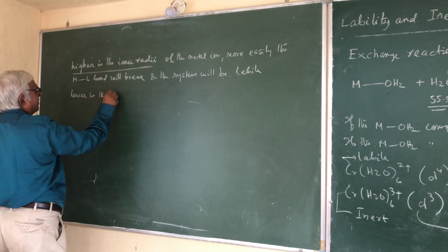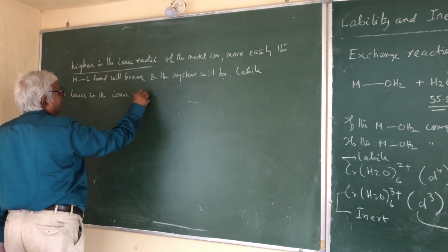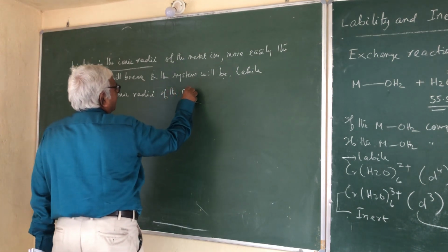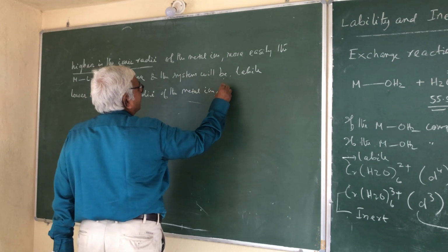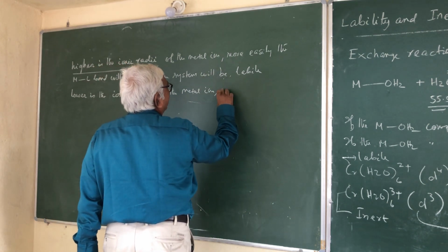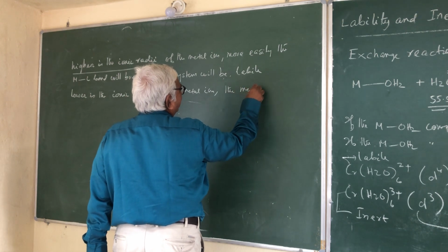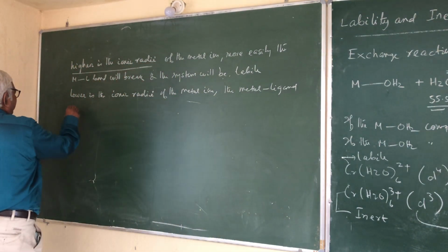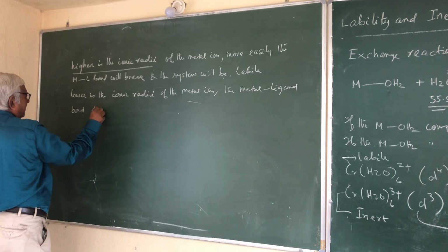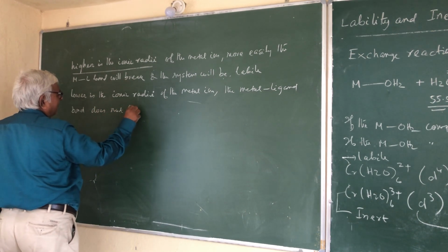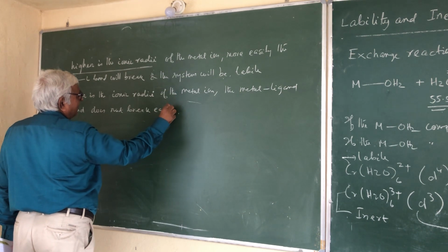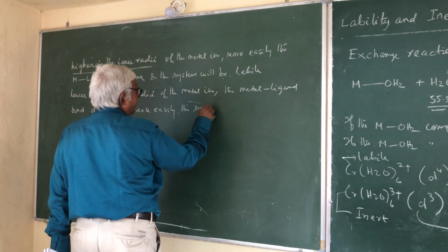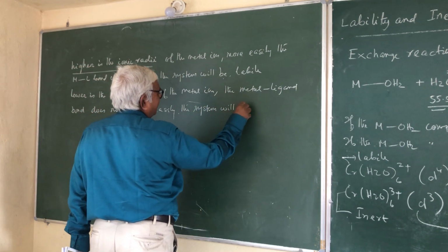Lower is the ionic radii of the metal ion, the metal ligand bond does not break, the system will be inert.